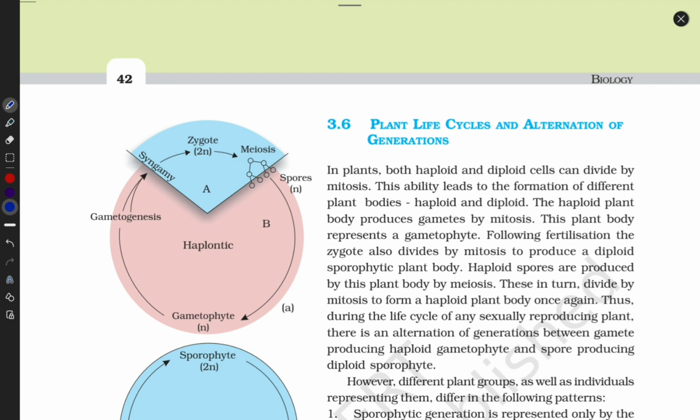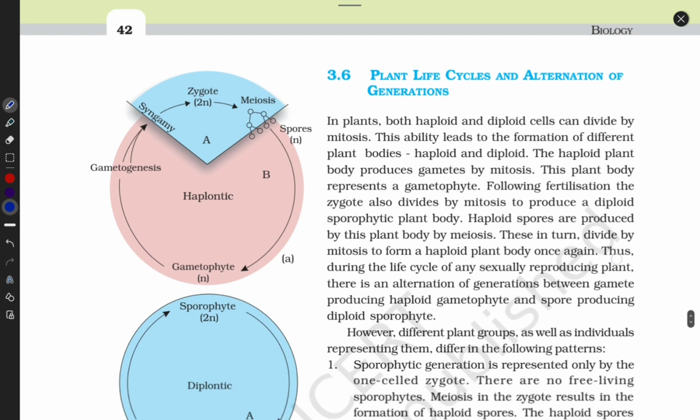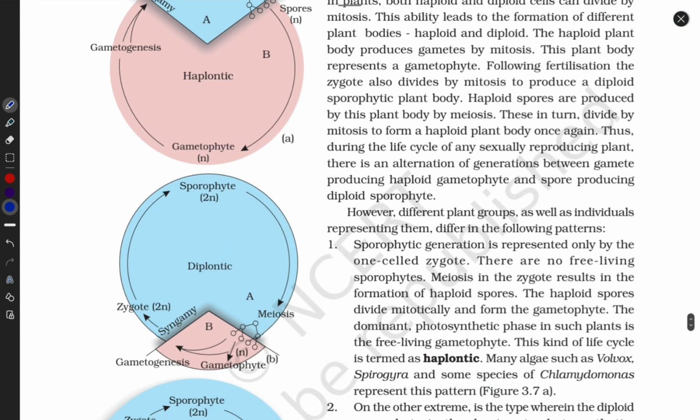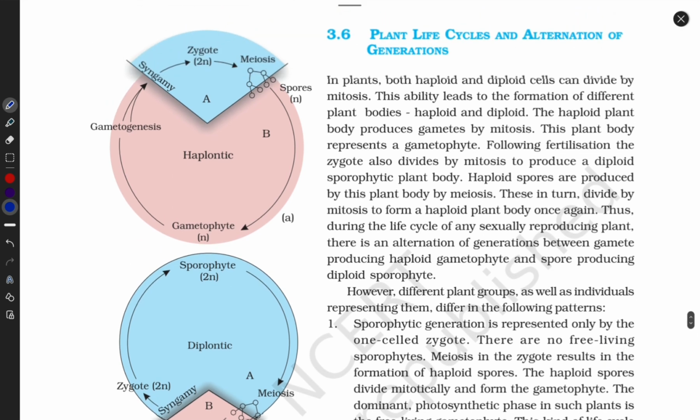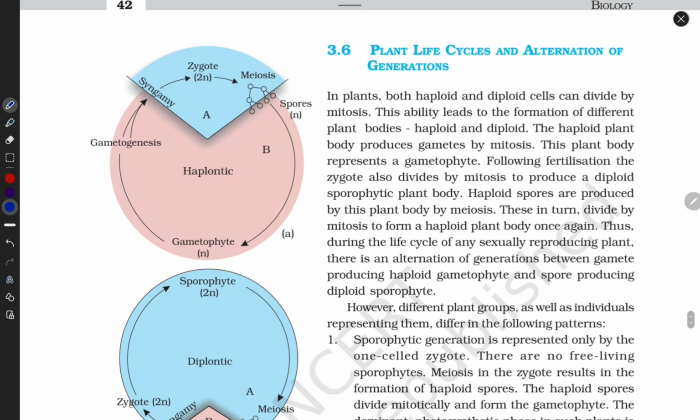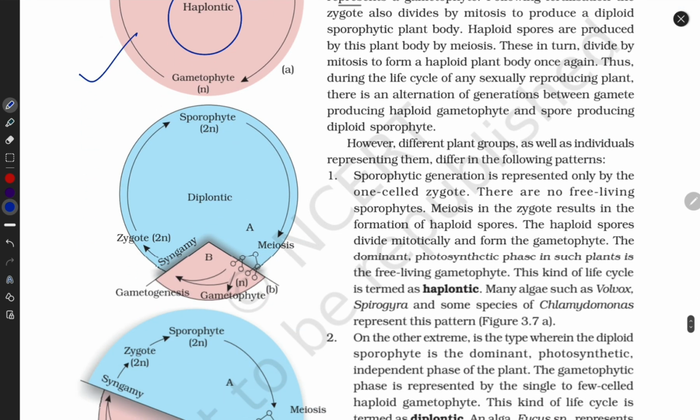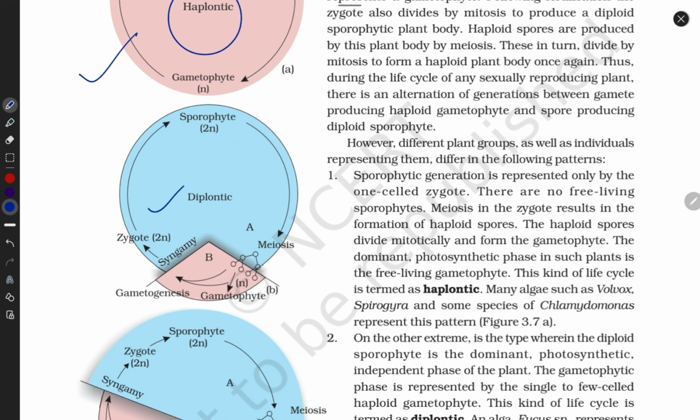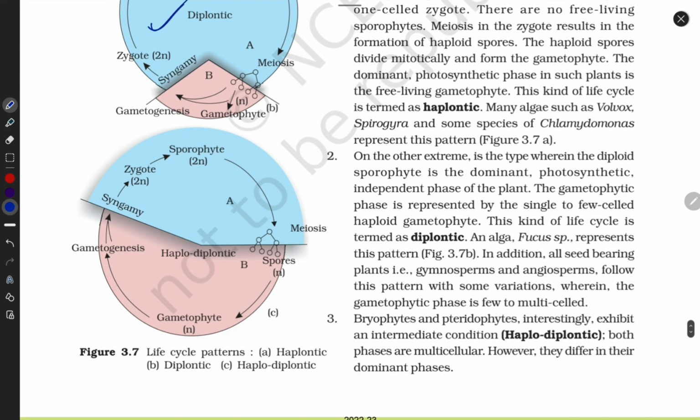But in competitive examinations, they ask you one-word questions. Who performs sporophytic generation? Diploid, haploid, diploid? You have to focus on this: at which time they perform the sporophytic phase, and at which time the gametophyte. If in your examination they ask you to draw a haploid plant life cycle, you have to draw this cycle. If they ask for a diploid plant cycle, you have to remember this cycle. And if they ask for a haplo-diplontic cycle, you have to remember this.